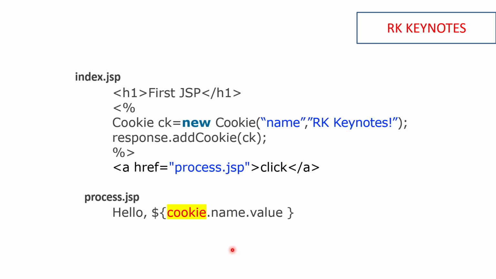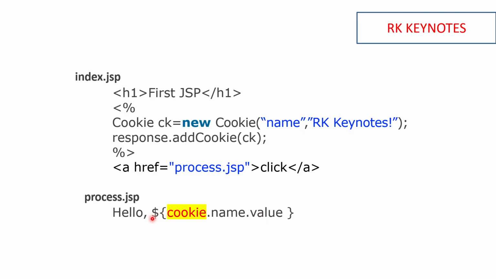Similarly, this is for cookie, and you can see that I'm creating a cookie object, and the name of the cookie object is ck, and then the cookie name is name, and then the value of the cookie is rkkeynotes. Now I'm simply saying in response I'm adding the cookie, right? Add cookie method using that. Then I'm creating a hyperlink, and then now if I click on the hyperlink, it goes to this page, and then it will just print this value for me, keynotes. How?